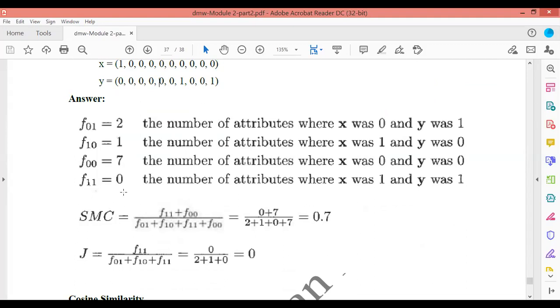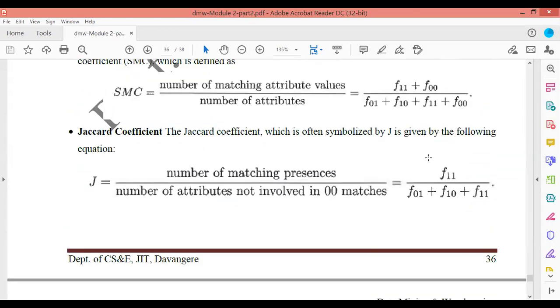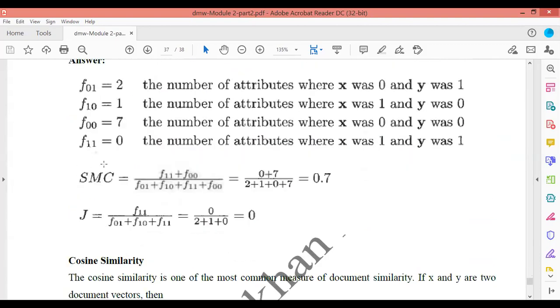So now we can calculate the simple matching coefficient and the Jaccard coefficient. You need to remember these formulas. These are standard equations; just use them and calculate. The simple matching coefficient is (f11 plus f00) divided by (f01 plus f10 plus f11 plus f00). We have already calculated f11 and f00: f11 is 0 and f00 is 7. So 0 plus 7 divided by the sum of all these values, 2 plus 1 plus 0 plus 7. So you will get the value 0.7.